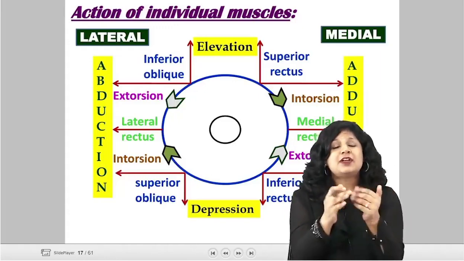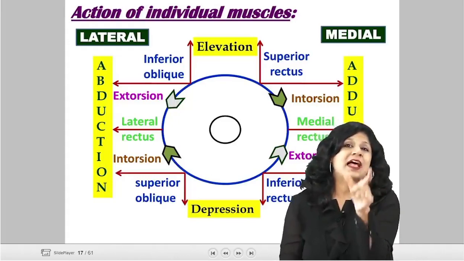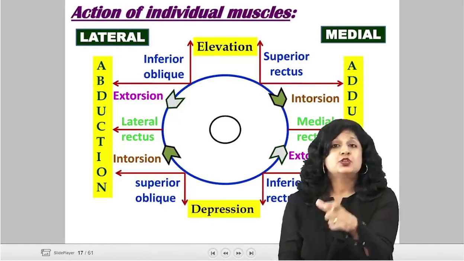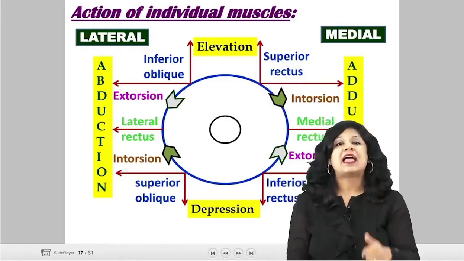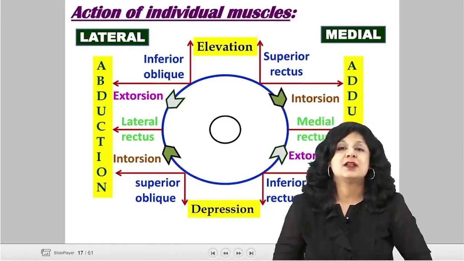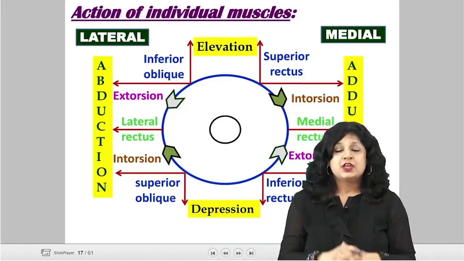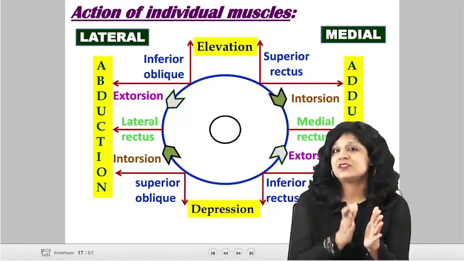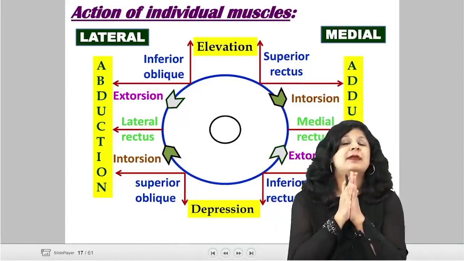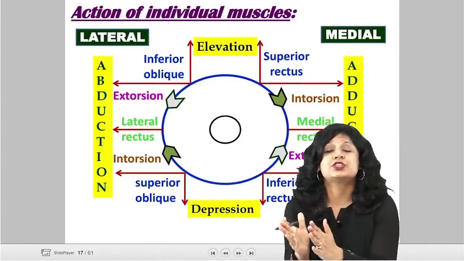Now if I ask you, this depression will be occurring maximum in which position? So now you should know that because it's an oblique muscle, maximum depression will be caused in the adducted eye. Now once you know the movements or the actions of these extraocular muscles, it will become very easy to tell about the clinical testing positions.